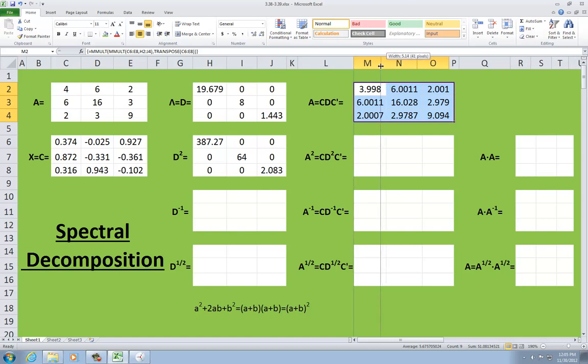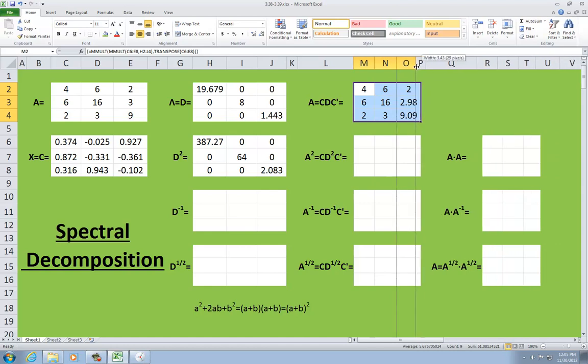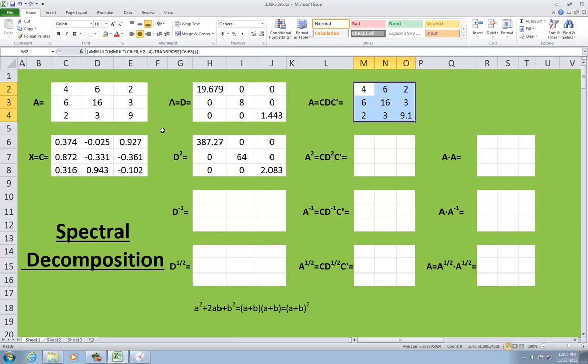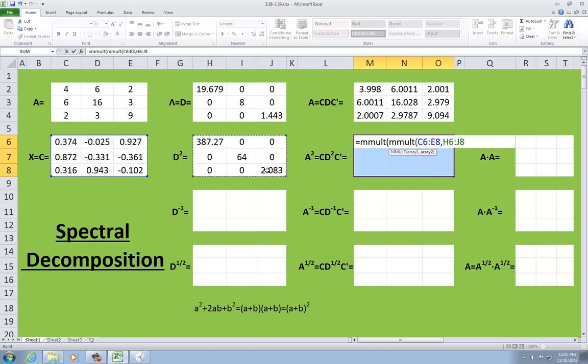Now if we change the width of our columns, it's just a little bit of rounding error here, we see that this is equal to A. So let's do this one down here. It's going to be the same idea. Matrix multiplication, we're going to actually have to do it twice. So we're going to take C, comma, this time D squared, close your parenthesis, comma, and we're going to multiply it by the transpose of C again.